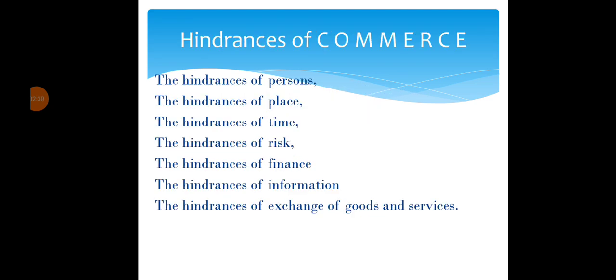So, while doing these business activities, there were many hindrances. Hindrance means delay or obstruction, we can say. So, what was the hindrance? The hindrance of person means wholesaler to customer. Hindrance of place means transport types. Hindrance of time, that means willingness to buy.